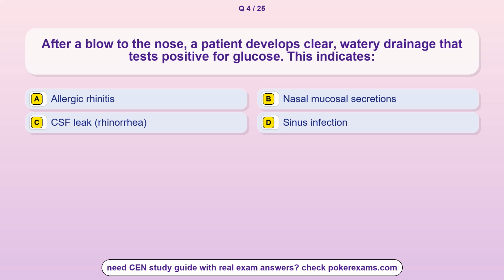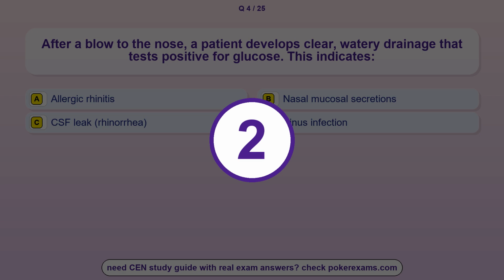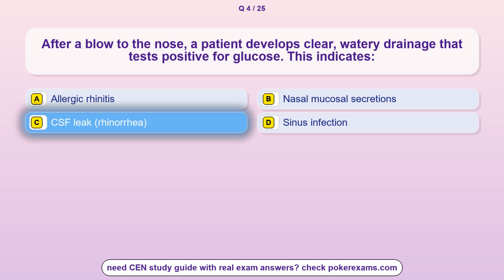Question 4. After a blow to the nose, a patient develops clear, watery drainage that tests positive for glucose. This indicates option A, allergic rhinitis, option B, nasal mucosal secretions, option C, CSF leak, rhinorrhea, option D, sinus infection. The correct answer is option C, CSF leak, rhinorrhea.